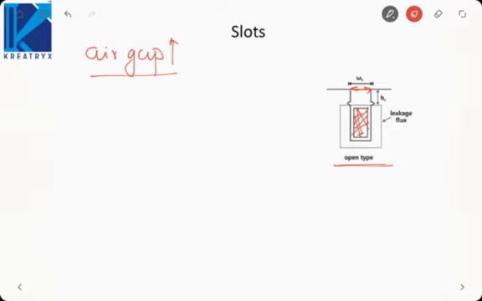If air gap is high, then what will happen? The reluctance will also be high because it is L by mu A. More reluctance will cause less reactance. Reactance is N square by reluctance. So as reluctance increases, reactance reduces.